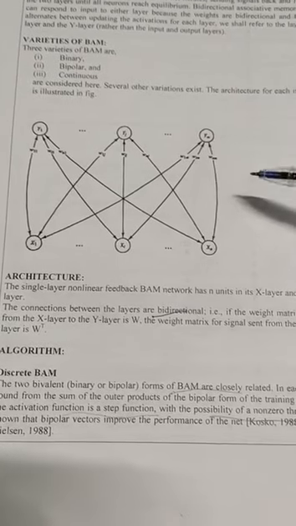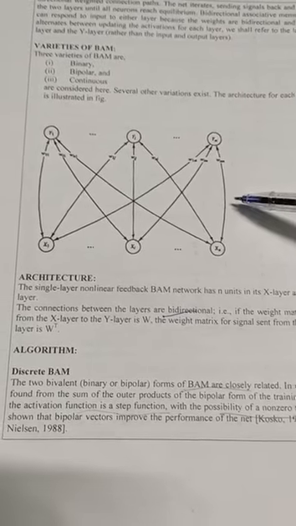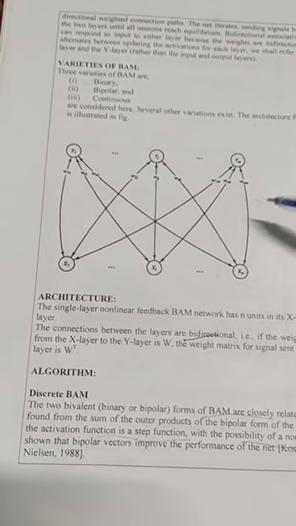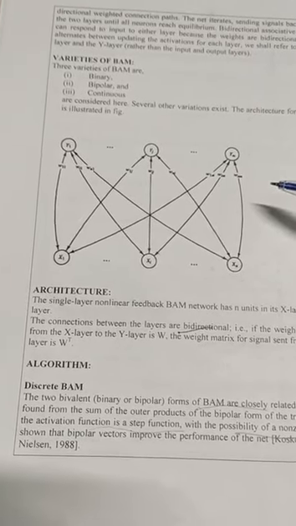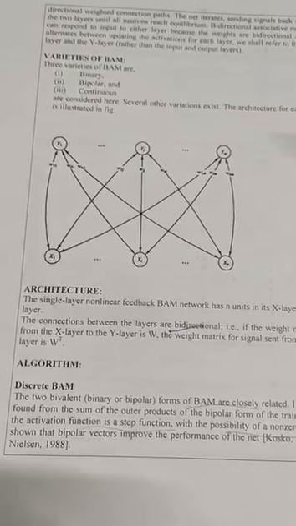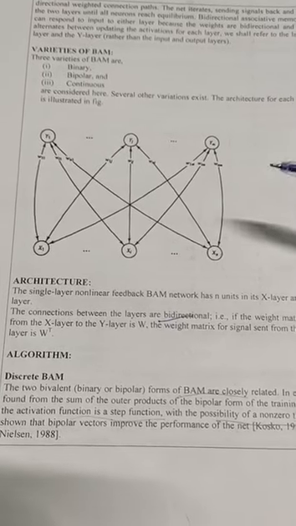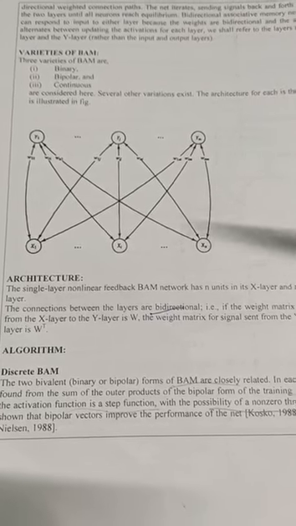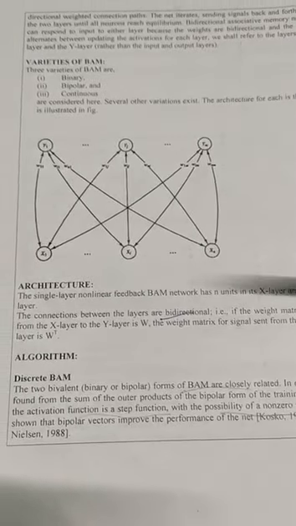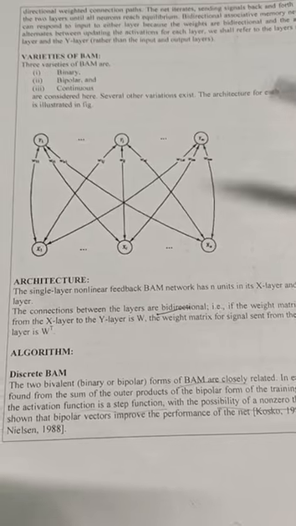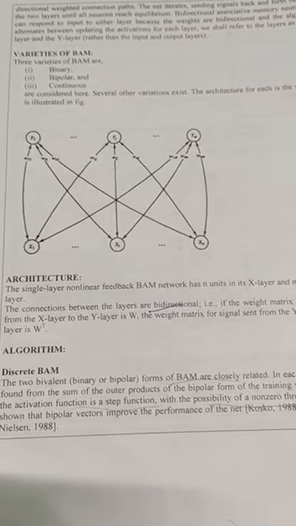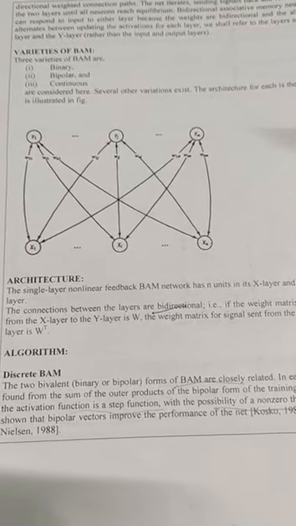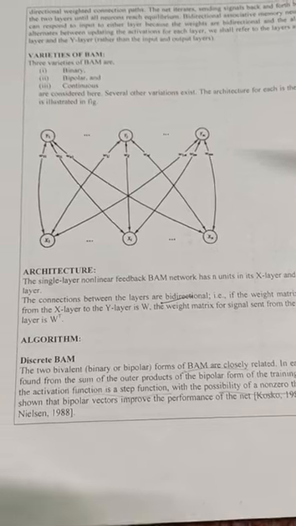This is the architecture of a bidirectional associative memory. This is an associative memory. It associates a pattern. If we give an input pattern, it will identify which pattern it is. It is used in character identification, character recognition, image identification. For that purpose, we can use it.